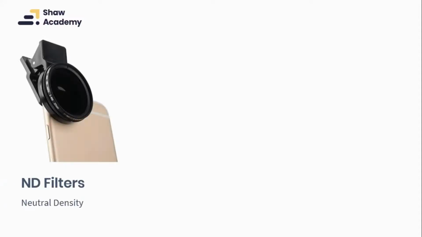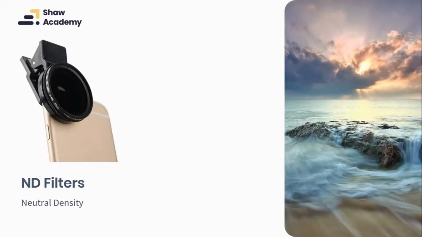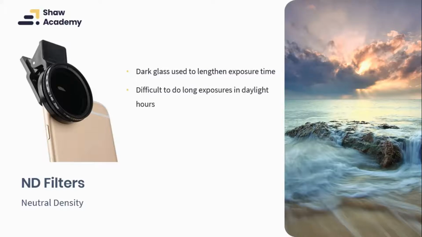Now, if you're intent on capturing your own manual exposures using your phone and capturing landscape photography, you will definitely want to invest in some ND filters, neutral density filters. Neutral density filters will darken the image, allowing us to get longer exposure times in bright situations, like here, to get that type of misty flowing water effect. So it's a dark glass used to lengthen exposure time. It is difficult to do long exposures in daylight hours.